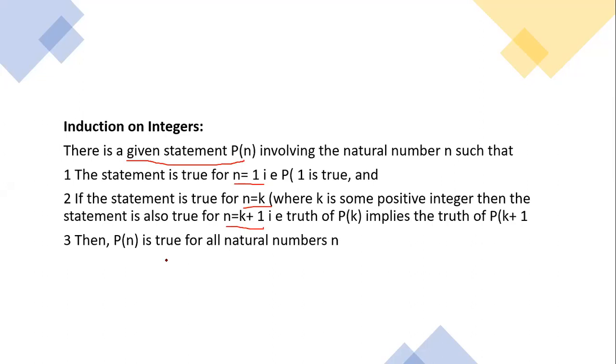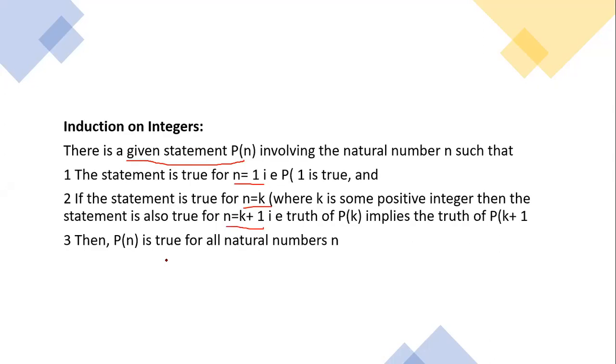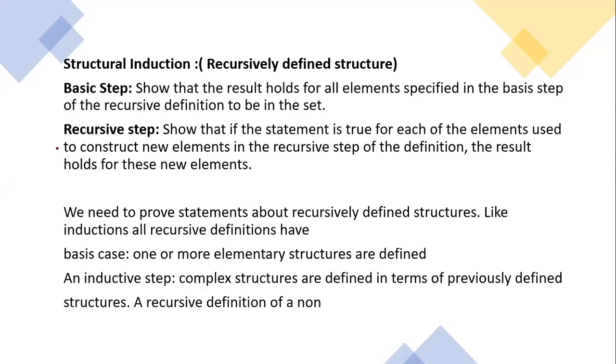Okay, these are the steps for doing the problem. This is the first induction. We have three types: induction on integers. The next one is structural induction, which is nothing but a recursively defined structure. For example, a tree. Once we define a tree, we have a recursively defined structure, right? A tree is like this, and each and every branch has the same property. So we can say a tree is one example for structural induction.